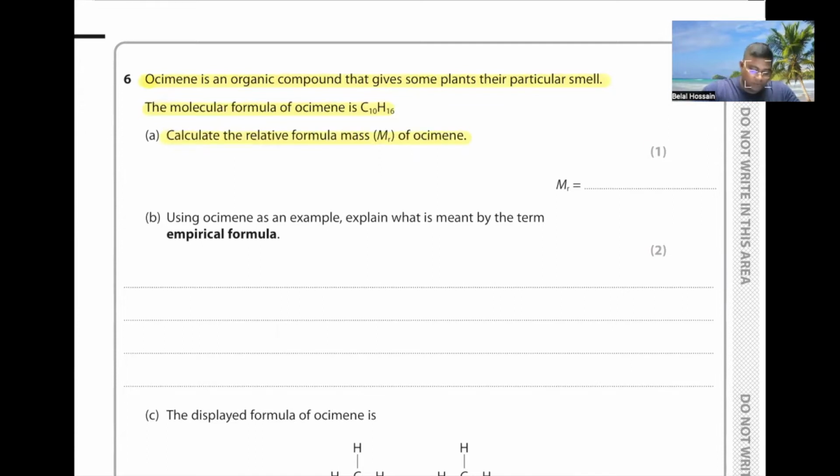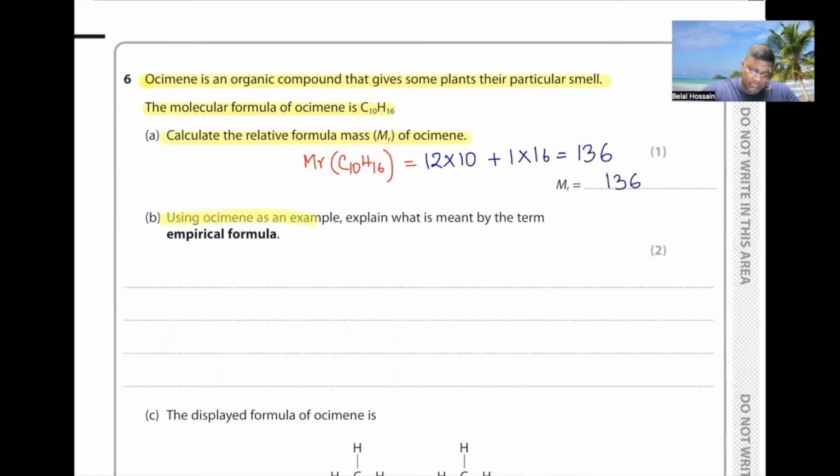Whenever we are asked to find out the relative formula mass of anything, we are going to write Mr and then we're going to write down the formula of that particular compound first. All right, this gives us a clear understanding of what we have. So we have 10 carbons. Each carbon is 12 multiplied by 10. And then there are 16 hydrogens. So each hydrogen is 1 multiplied by 16. So the total comes out to be 136.